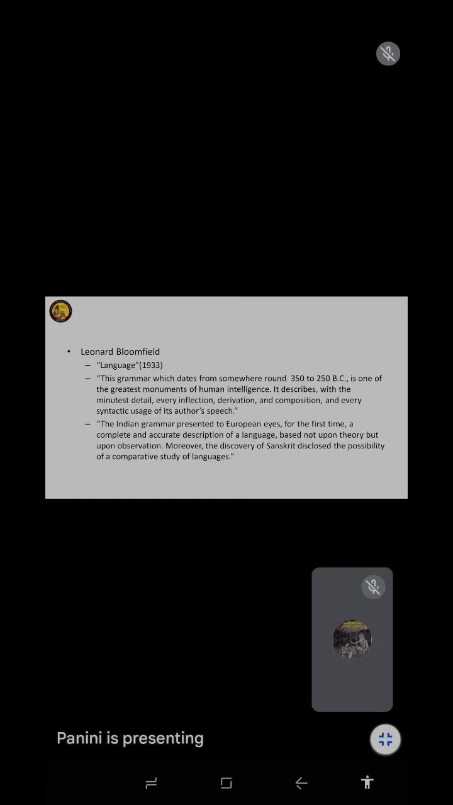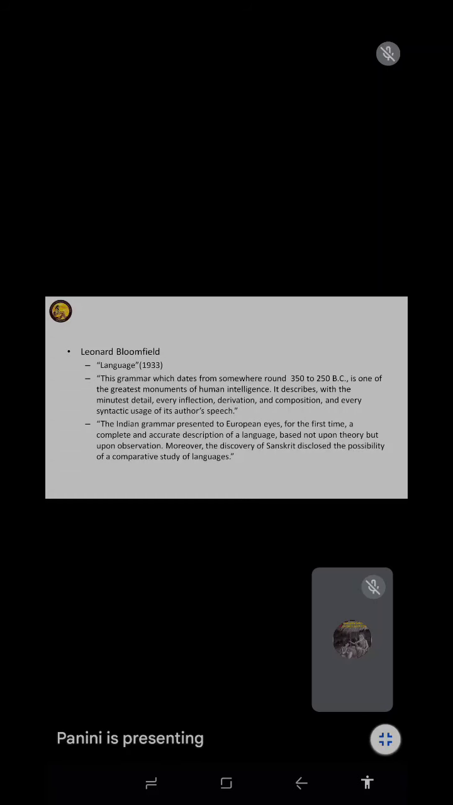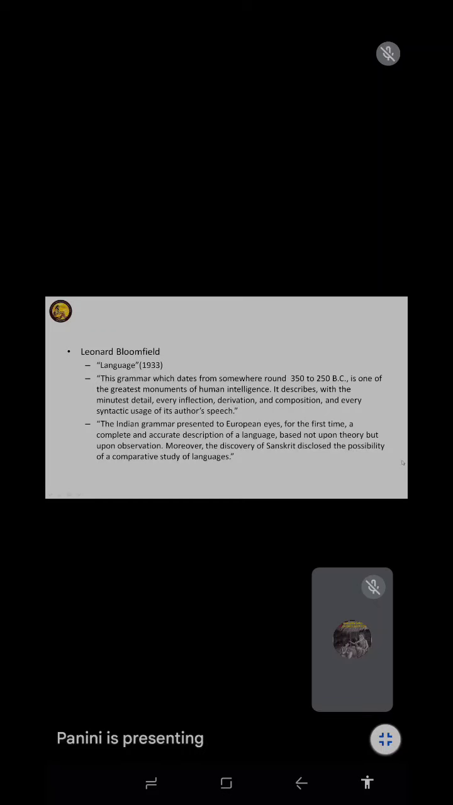Many people say Panini's grammar. Not at all. If you don't know the language, you cannot understand Panini. So Prayoga, usage, is first. He observed the changes, then based on the observation, he made the rules. How he did that, we will be seeing. The second point is that it is a complete and accurate description of a language, not Sanskrit alone, though he has used it, of a language based not upon theory but upon observation.